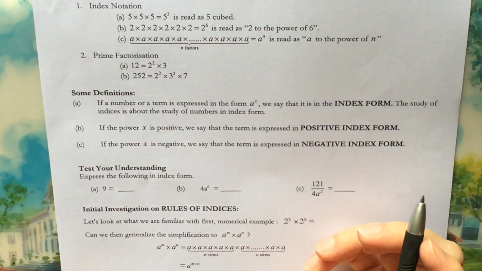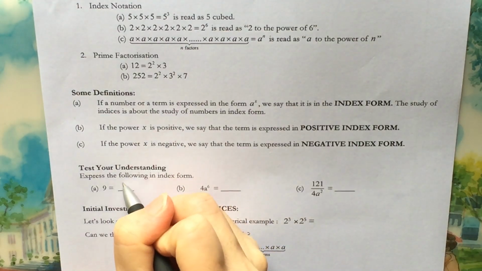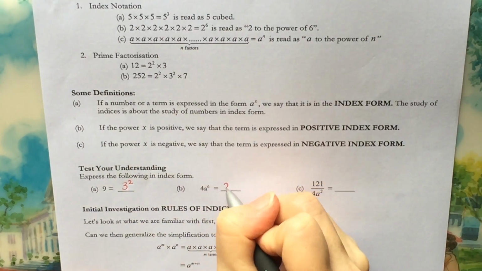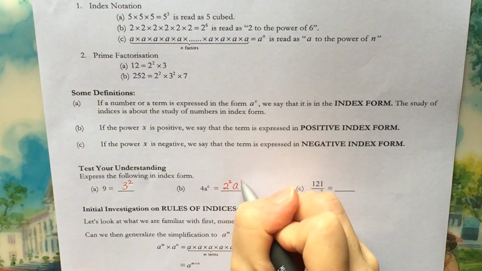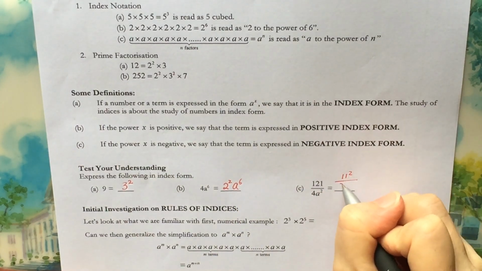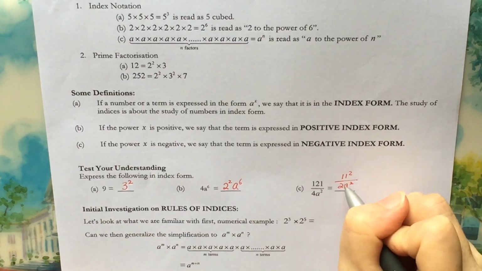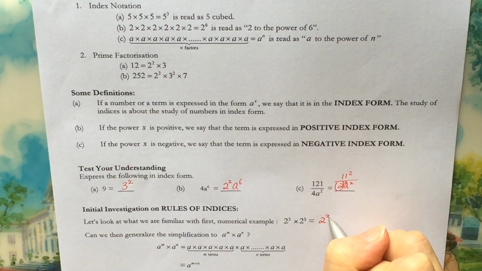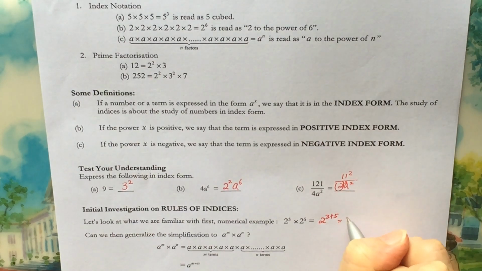How do you express 9 as index form? So 9 is 3 squared, and then 4 is actually 2 squared, and then a^6, and then this is 11 squared and 2a squared. 2, we have it squared. Okay, so 2 to the power of 3 times 2 to the power of 5 will be 2 to the power of 3 plus 5, which is 2 to the power 8.